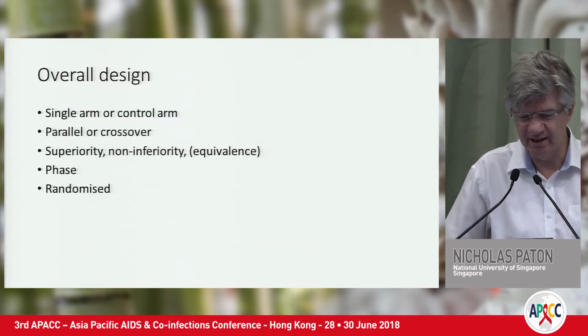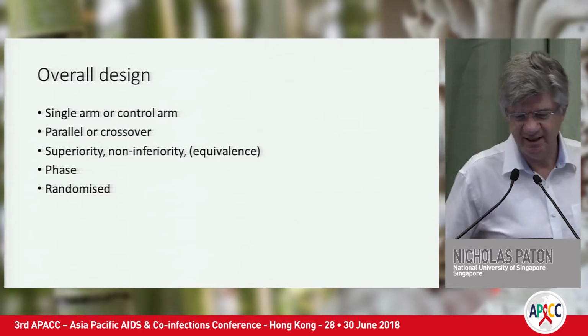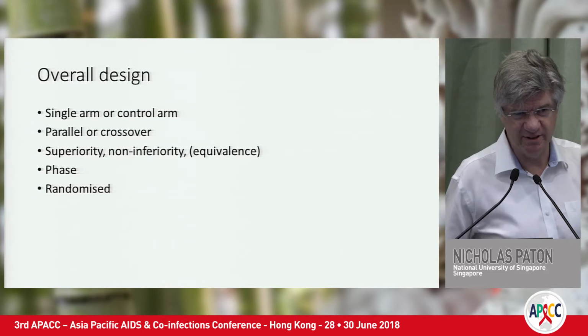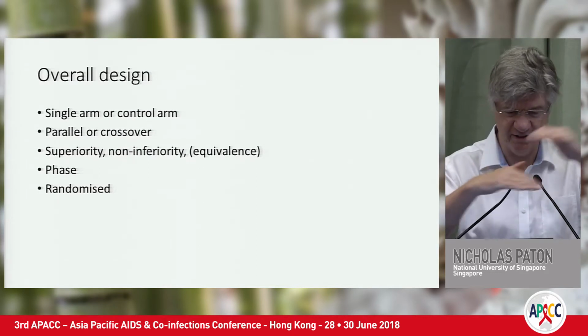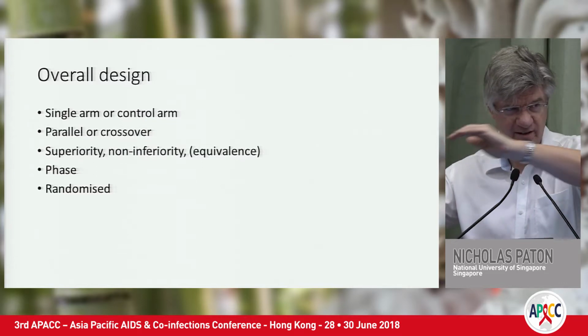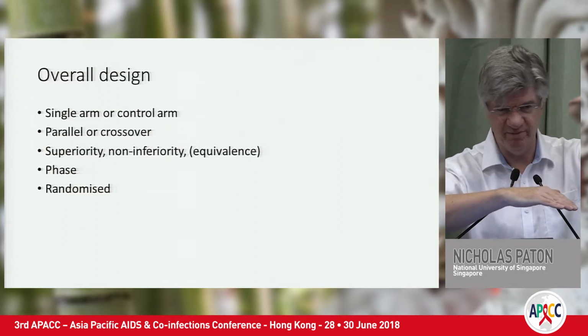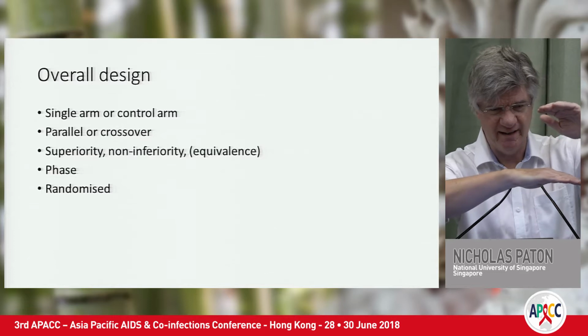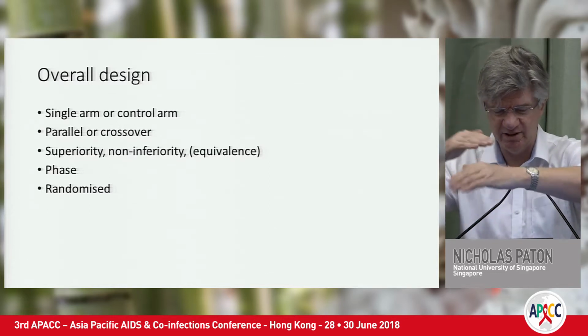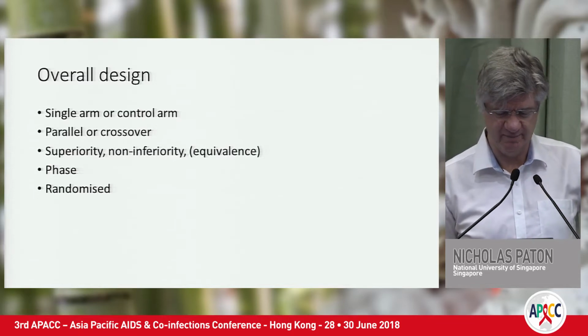So the overall design, you've got all these choices: single arm or control arm trial. Hopefully by the end of this I'll have convinced you that doing single arm trials isn't necessarily the best thing. Then parallel or crossover, that's when you're testing a control or 2 interventions. Parallel is where they continue all the way through the trial. Crossover is when patients flip. You're testing A versus B, and then the patients on A would flip to B, and the patients on B would flip to A. So you've got like 2 controls there.